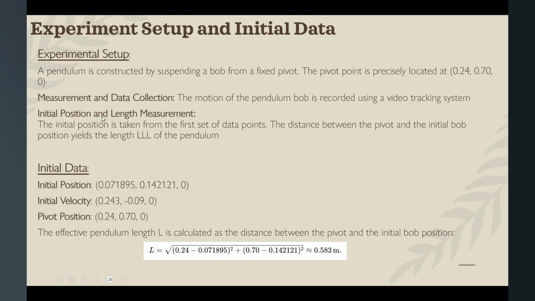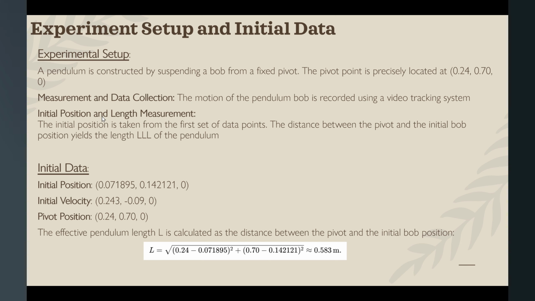Experimental setup and initial data. Experimental setup. A pendulum is constructed by suspending a bob from a fixed pivot. The pivot point is precisely located at 0.24, 0.07. Measurement and data collection. The motion of the pendulum bob is recorded using video tracking software. Initial position and length measurement. The initial position is taken from the first set of data points. The distance between the pivot and the initial bob position yields the length L of the pendulum.